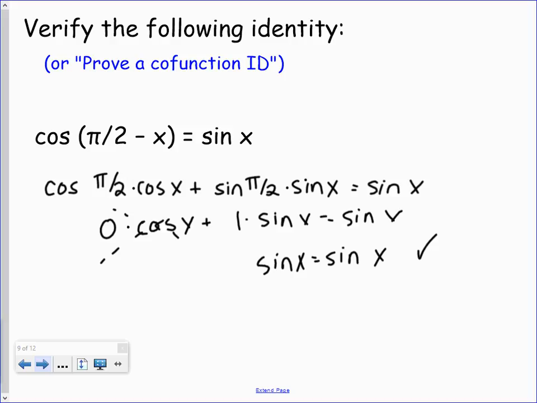Cofunction identity. So I gave you back in section 5.1 reciprocal identity, quotient identity, Pythagorean identity, and we even talked about even odd identities. There are other identities called cofunction identities, and cofunctions are kind of based on the left-right horizontal shifting of the graphs. When you shift a certain distance, cosine becomes sine, or sine becomes cosine. So that's what cofunction is all about.